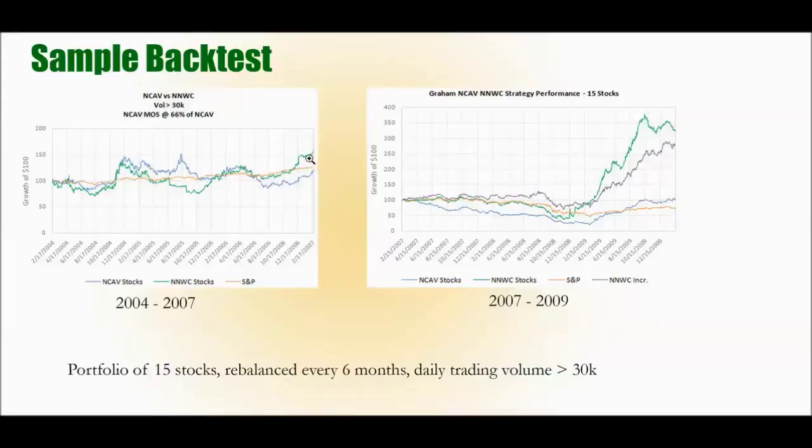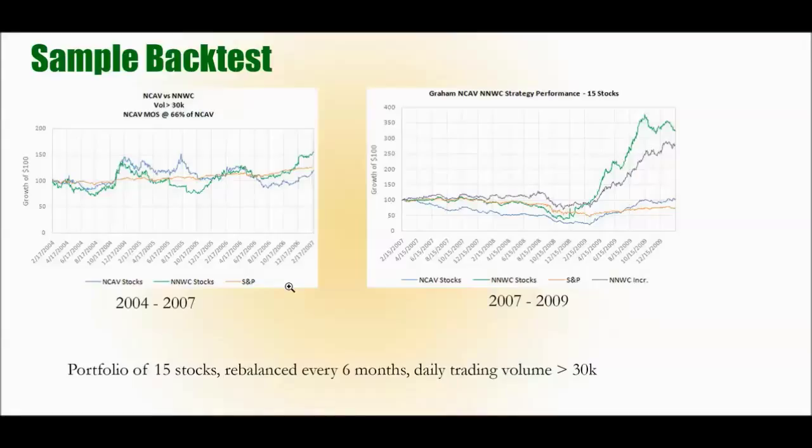But the green line here and the green line here is a portfolio of stocks based on price to net working capital. In both instances, they took the 15 stocks with the lowest price to net working capital that had a net working capital of under 1. The portfolio, they also had a daily trading volume of at least 30,000 shares, and they rebalance this every 6 months.